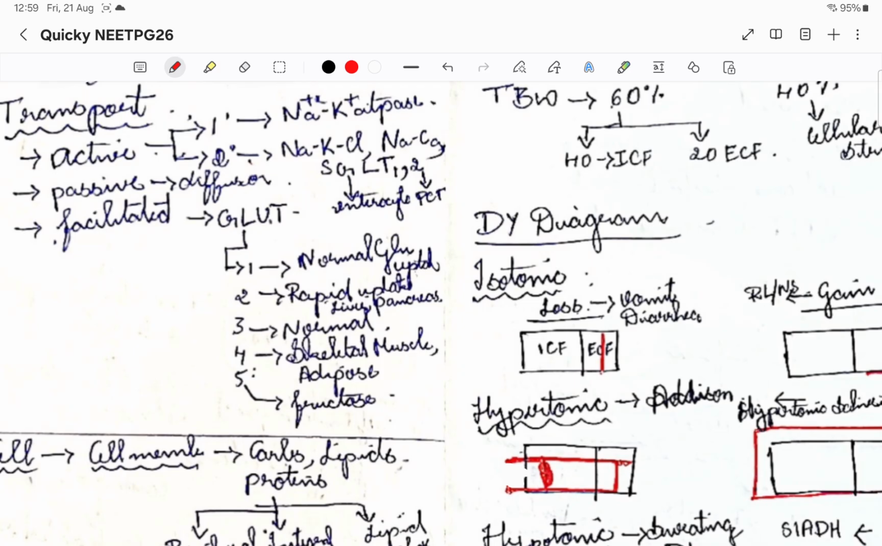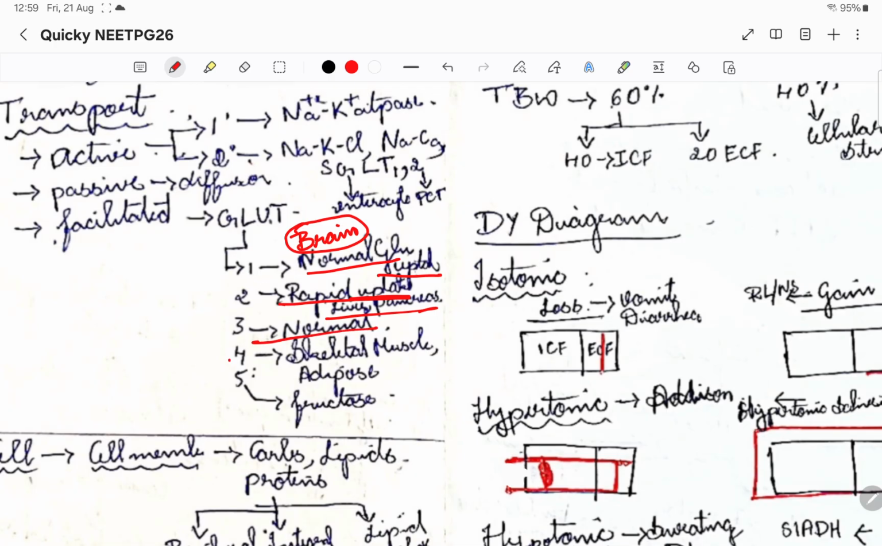GLUT1 will be the normal glucose uptake. Mainly the brain is using GLUT1, so please remember that example. Then the rapid uptake of glucose is done by GLUT2, which can be seen in the liver and pancreas. Then coming to GLUT3, it is again the same as GLUT1, normal uptake.